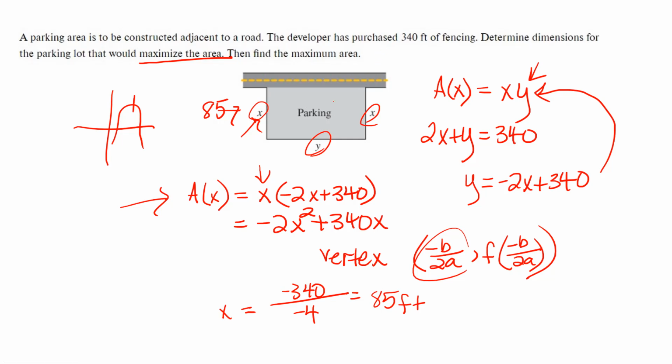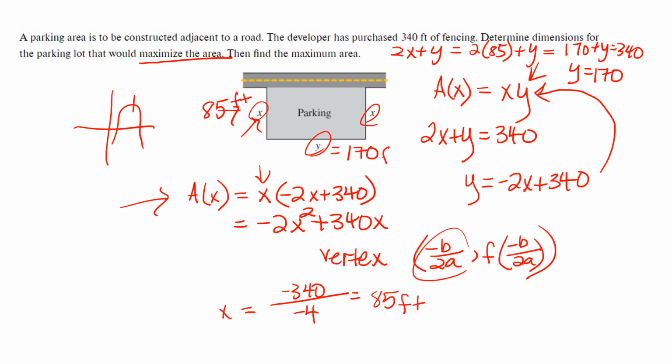And then we know that 2x plus y is 340. So 2x plus y is equal to 2 times 85 plus y, and that is equal to 170 plus y, which is supposed to equal 340. All right, so y is 170. So the x is 85 feet, the y is 170 feet, and then the question is, what is the maximum area?